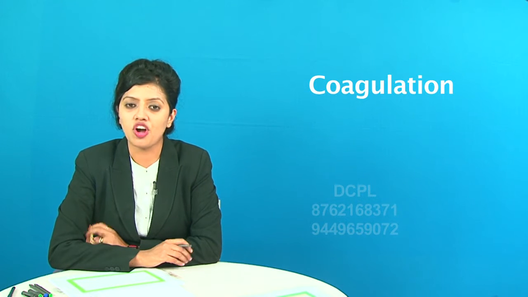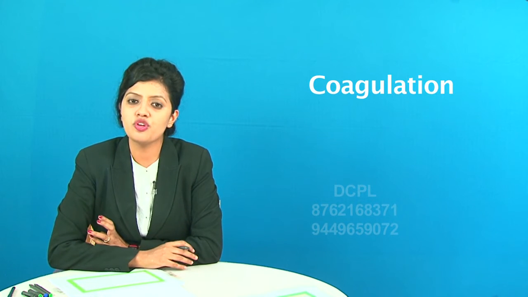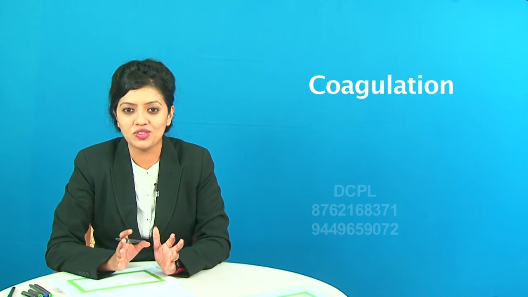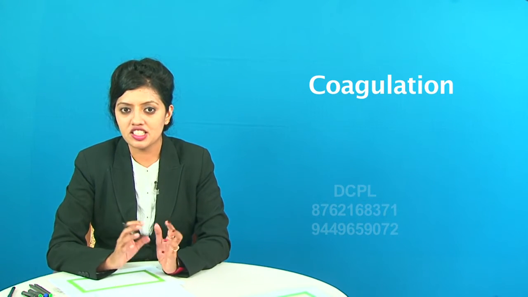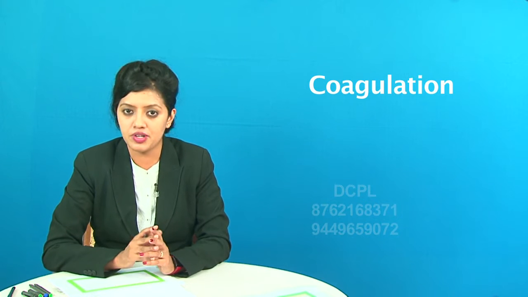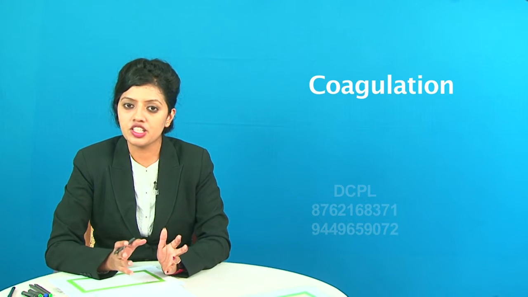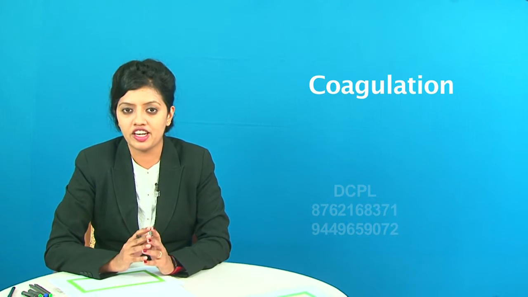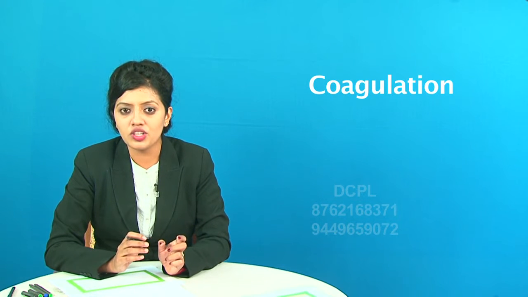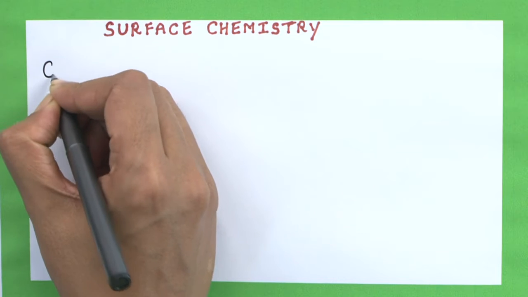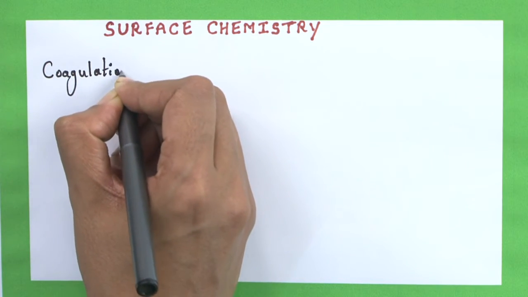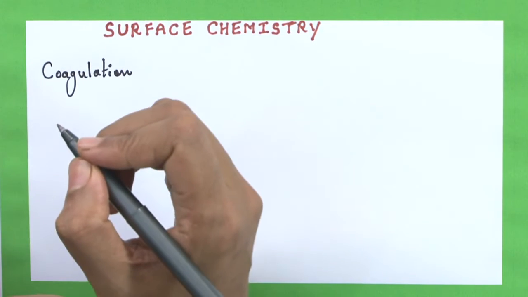Let us discuss coagulation. What do you mean by coagulation? We all know that colloidal particles grow into bigger size and finally precipitate out. The precipitation of the colloidal particles can be brought about by the addition of a strong electrolyte. This process is known as coagulation. Coagulation is also known as flocculation.